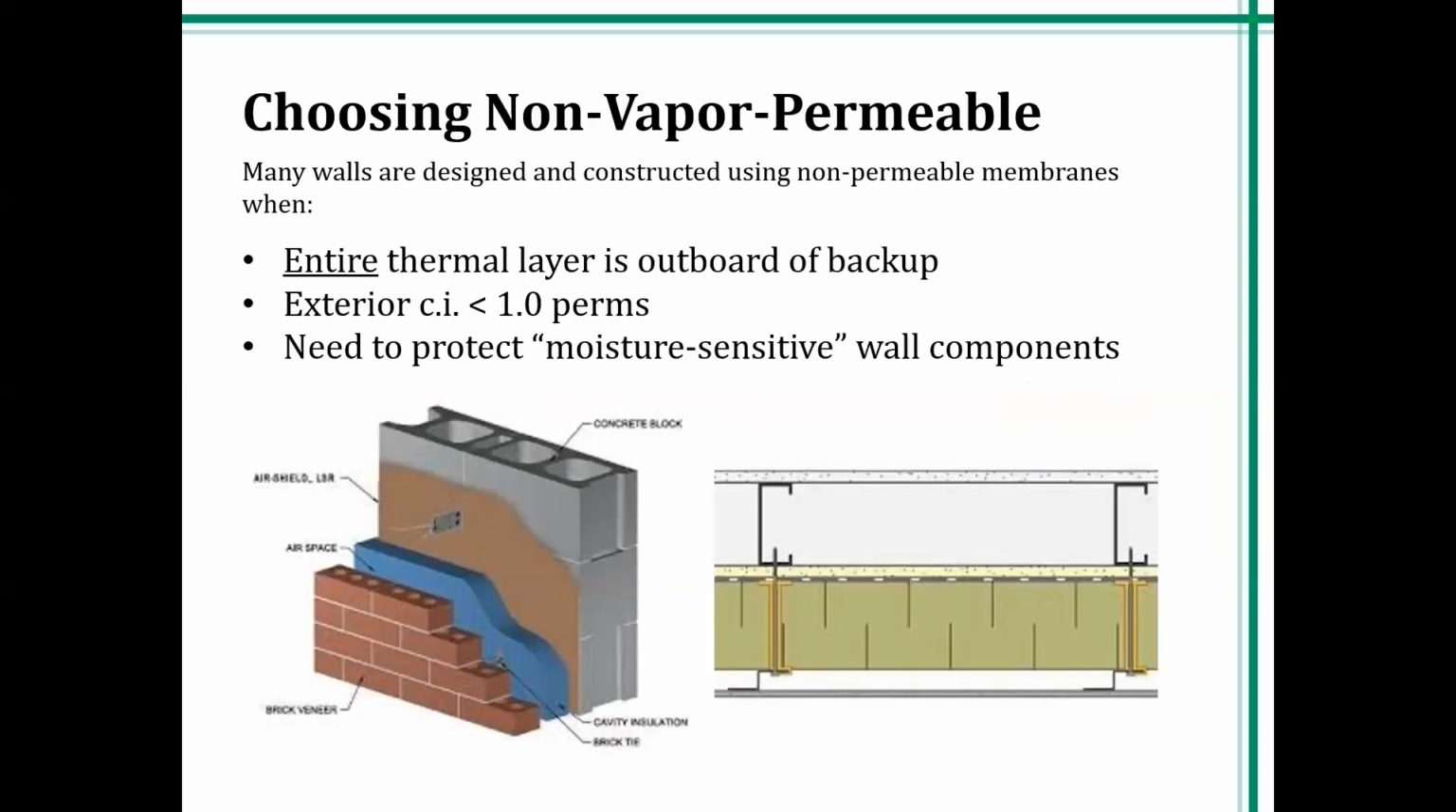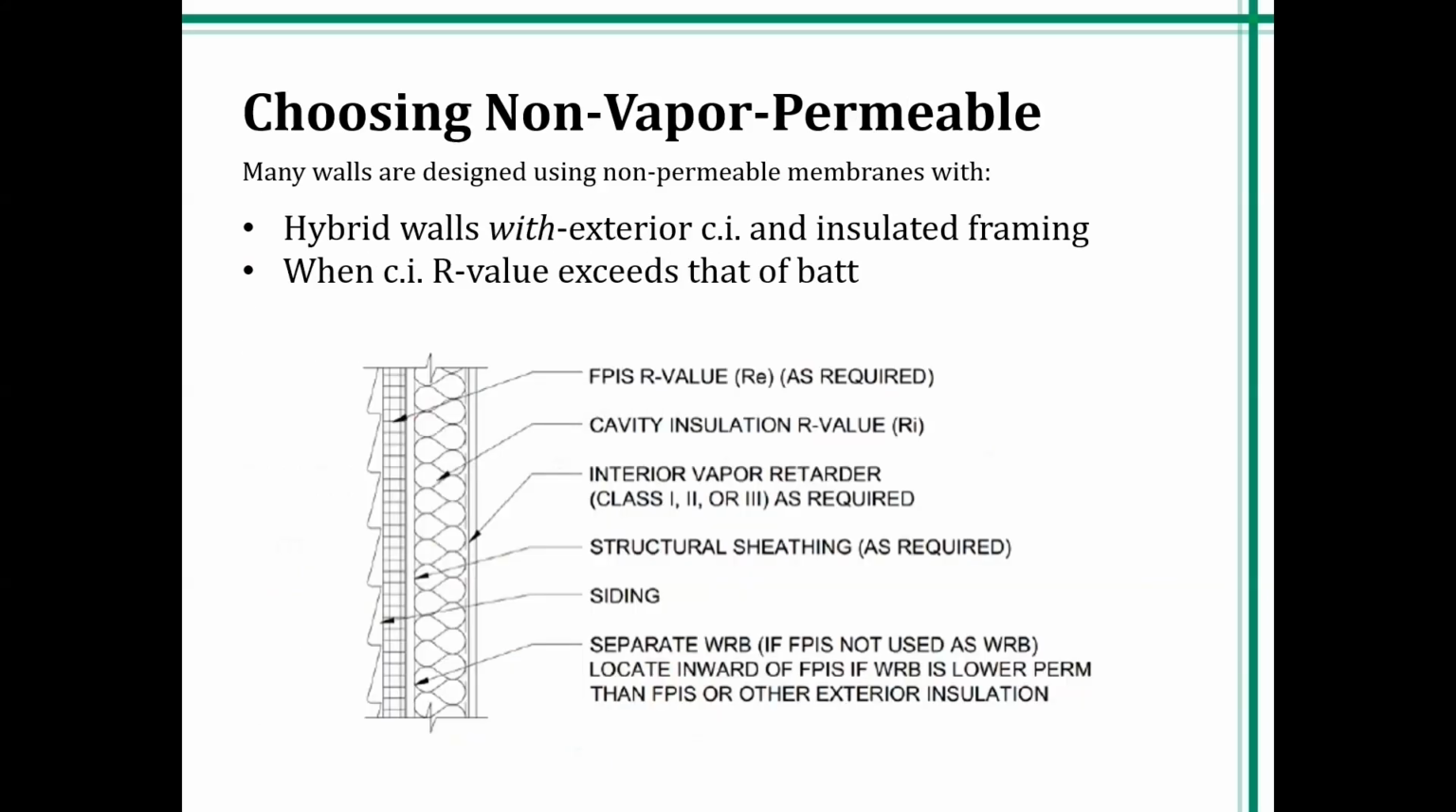Choose vapor retarding air barriers when all the thermal insulation is on the outboard side of the backup, when that exterior continuous insulation is less than 1.0 perms, i.e. meaning it's a Class 2 vapor retarder. And again, there's this urgent need to protect moisture sensitive materials or wall components.